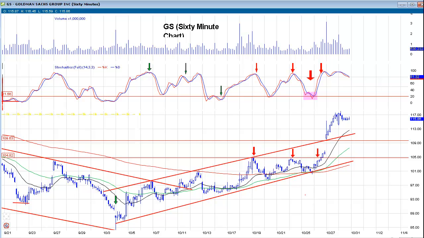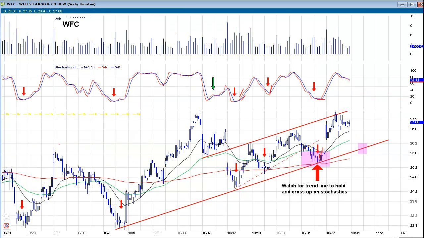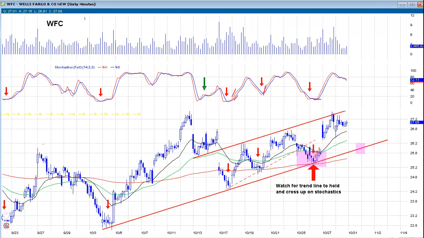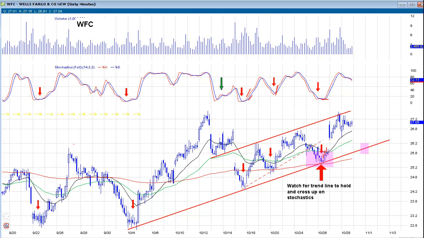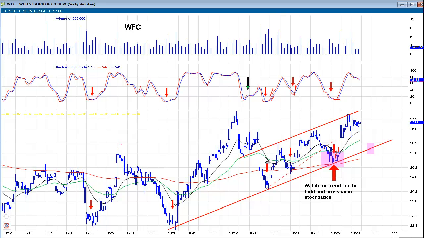All right, WFC. This is another financial, and we're actually going to talk about this tomorrow. I didn't put it on the watch list, so I'm sending it out to you guys today. I would put it on the watch list for this week, and just basically take the trade if it came down to the trend line. I mean, this is a very strong stock.